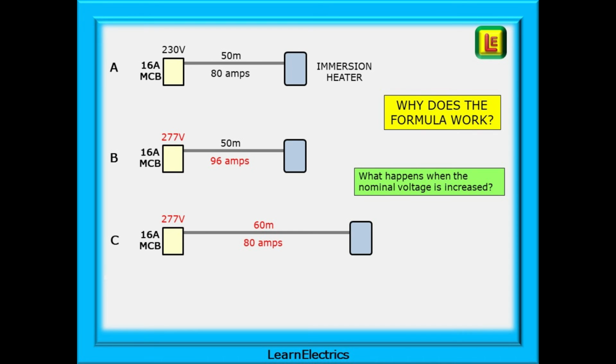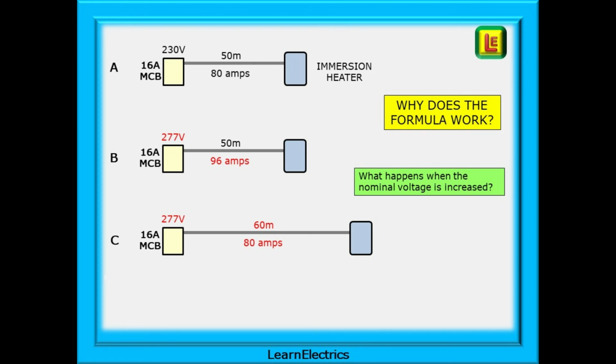Why does the formula work? Well, this is a very simple drawing and an even simpler explanation. Look at drawing A. If we had a 50 meter immersion heater circuit protected by a 16 amp type B breaker at 230 volts, that breaker would need a fault current of 80 amps in order to trip in 0.4 seconds. Now at drawing B, if we increase the nominal supply voltage to 277 volts, an increase of 20%, then Ohm's law tells us that 96 amps will flow along the cables during a fault. But the breaker only needs 80 amps.